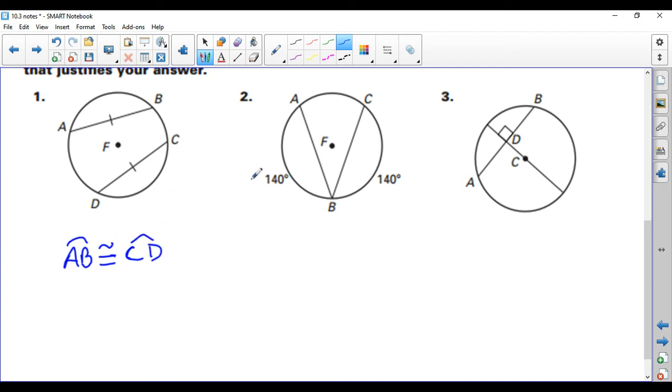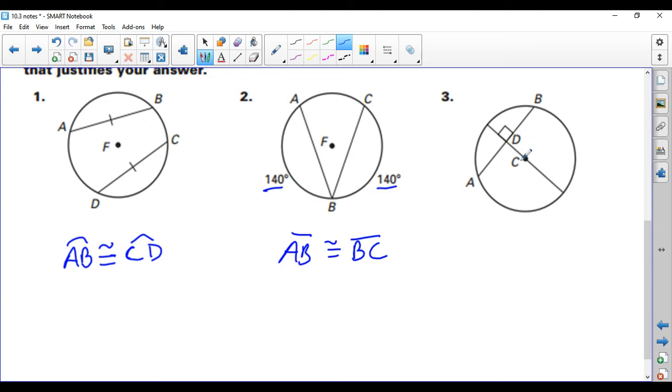We could also say those chords are equidistant from the center, but the distances aren't drawn in the picture. Here, we have a circle, and we're given 140 and 140 are the measures of arc AB and arc CB. If those arcs are congruent, then congruent arcs also have congruent chords. So we would know segment AB was congruent to segment BC.